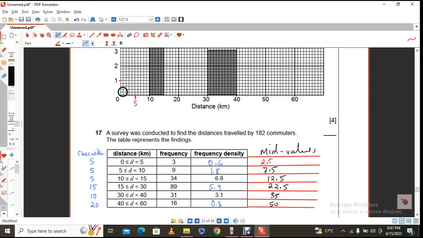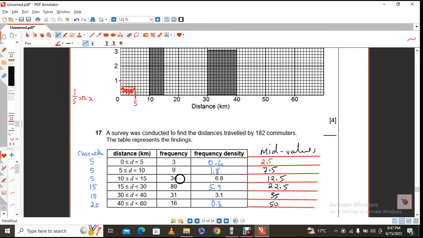The first one has to go up to 0.6. I've got 1, 2, 3, 4, 5, so that's 5 small blocks. If I want to know what one small block represents, that is 1 divided by 5, so one small block represents 0.2. The first one from 0 to 5 should be 0.6: 0.2, 0.4, 0.6. So it has to be up to there.